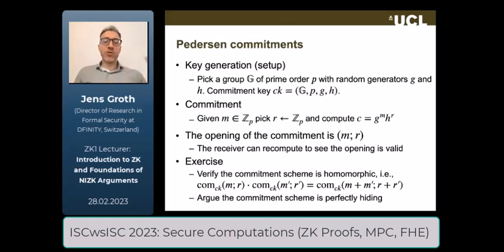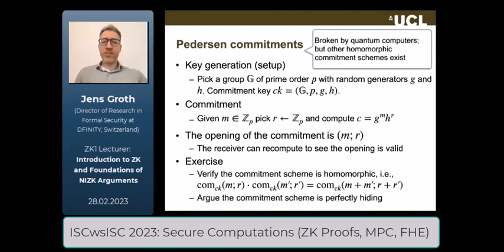Okay, and then you can show that it's also computationally binding. So if you can open a commitment in two different ways, then you would actually be able to compute the discrete logarithm of H with respect to G.